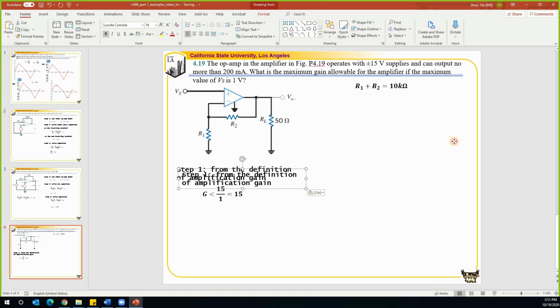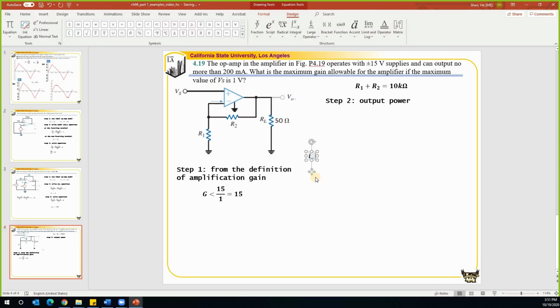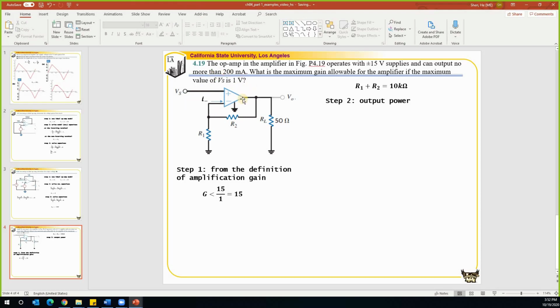The second requirement comes from the output current being no more than 200 milliamp. So let's see how we calculate the output current. We know that for the ideal op-amp model, the current in this branch, my current I minus, is equal to 0. In calculating the output current, I can assume there is nothing going on over here. You can treat the whole thing as nothing there because that current is equal to 0. We only care about the output end. This is the output VO over here.